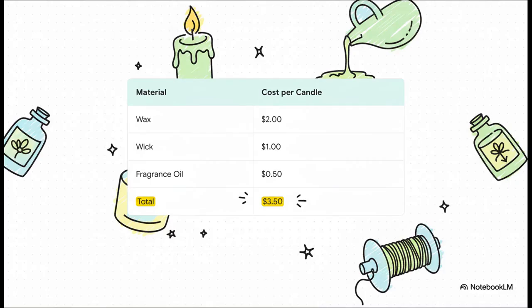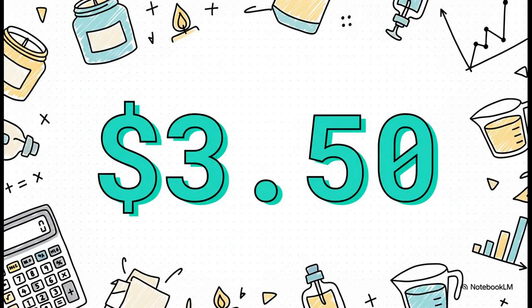Let's make this real with a simple example. Imagine you have a candle business. To find your material cost, you just add up every little piece. So in this case, that's $2 for the wax, $1 for the wick, and 50 cents for the fragrance oil. Yep, it's really that straightforward. And boom, that gives us our first key number, $3.50. That is the total material cost for one single candle. Got it? Okay, piece one is done.